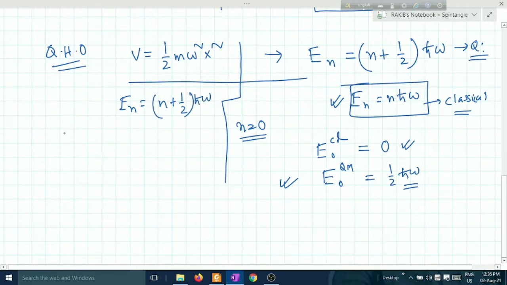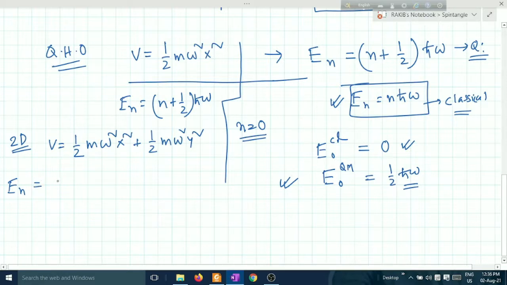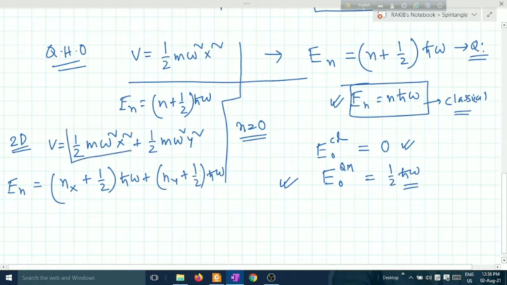Now, this is the two-dimensional case. In the two-dimensional case, the potential will look like this: half m omega square x square plus half m omega square y square. From this we can conclude that En will be (nx plus half) h cut omega plus (ny plus half) h cut omega. The first term gives this term, and the second term gives the other term. This is the simple case. In the three-dimensional case, there will be another term containing nz.